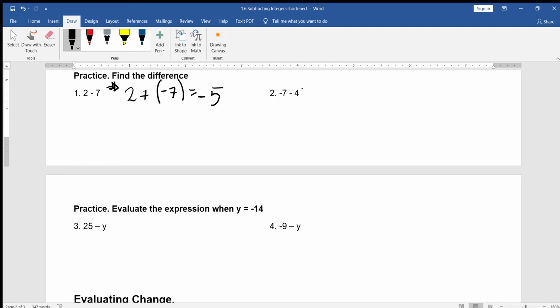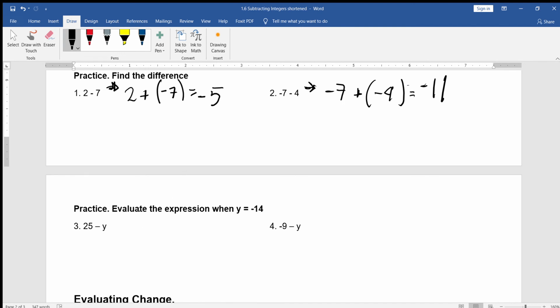Okay, let's do 2. Negative 7 plus, change minus to plus. And what is the opposite of 4? Negative 4. So now we have negative 7 plus negative 4. This is addition rule. Tells us to add, same signs, add. And 7 plus 4 is 11. And what is the sign of 11? Positive or negative? Negative. Why is that? Because they share the common sign of negative.